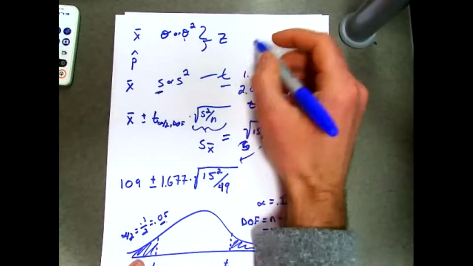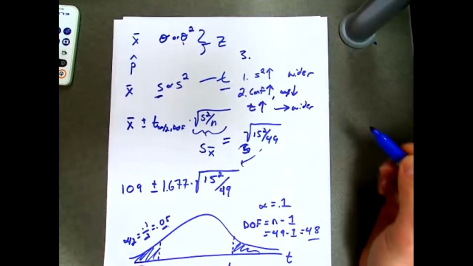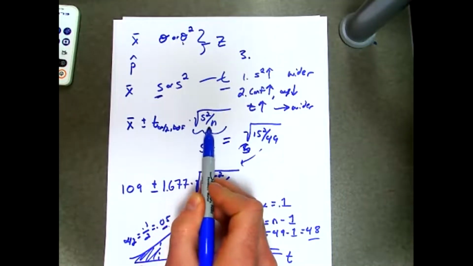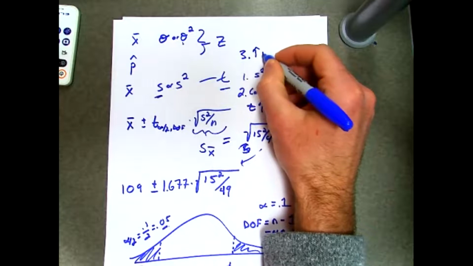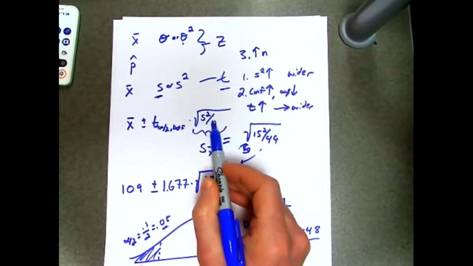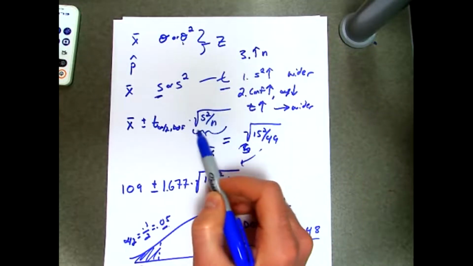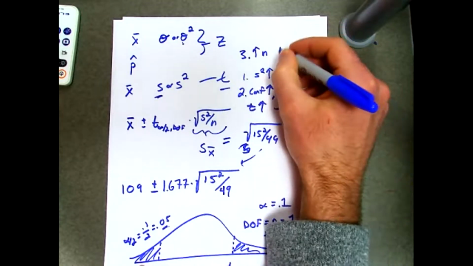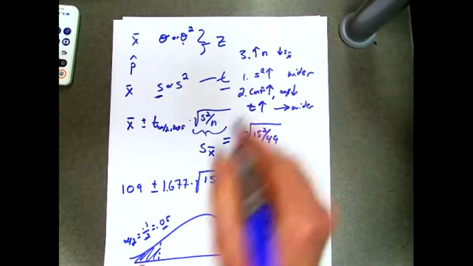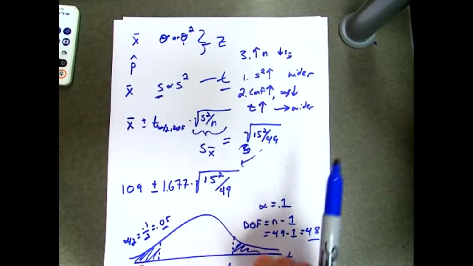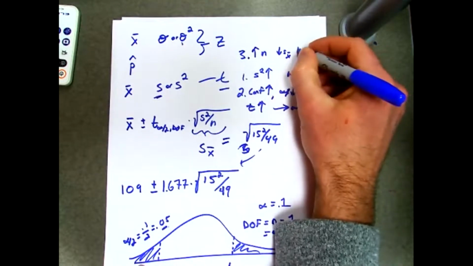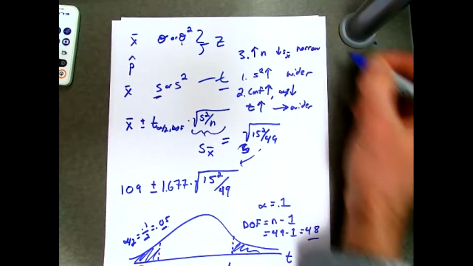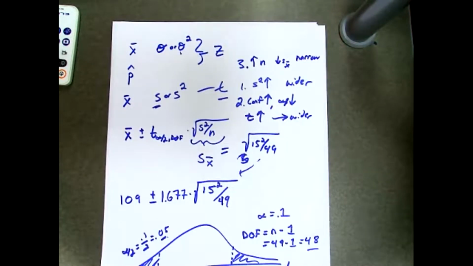Third thing, I should have saved myself some more room, so we'll write up here. What if I take a higher sample size? What's going to happen? Well, the higher sample size decreases this fraction, or decreases the standard deviation of my sample means, right? If that decreases, what happens to my margin of error? It gets smaller, so I'm going to get a more narrow confidence interval there.